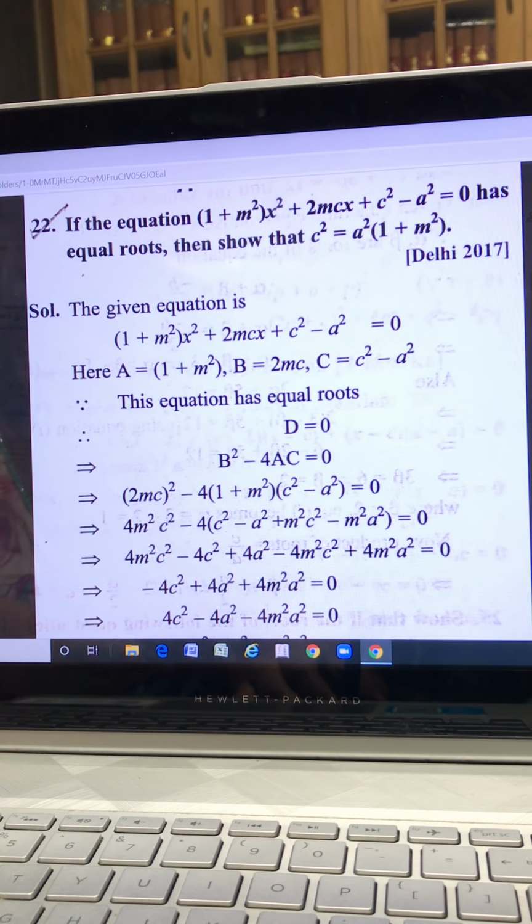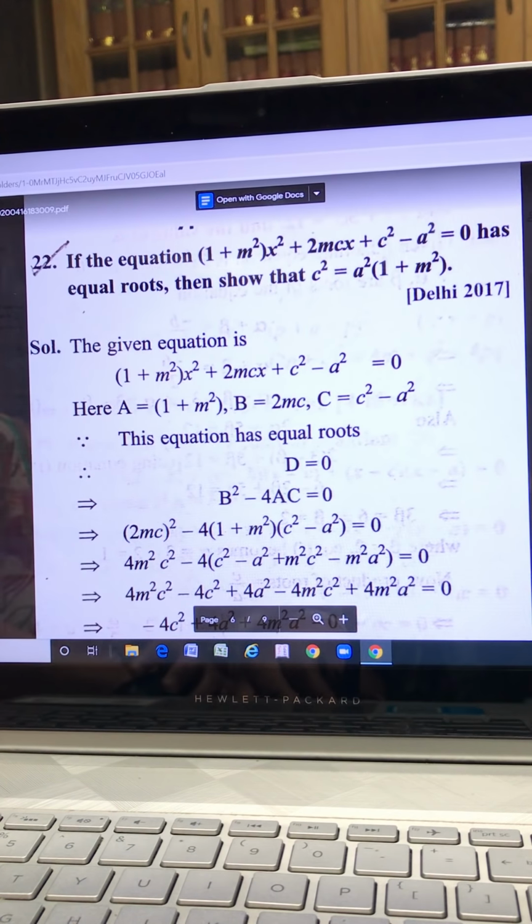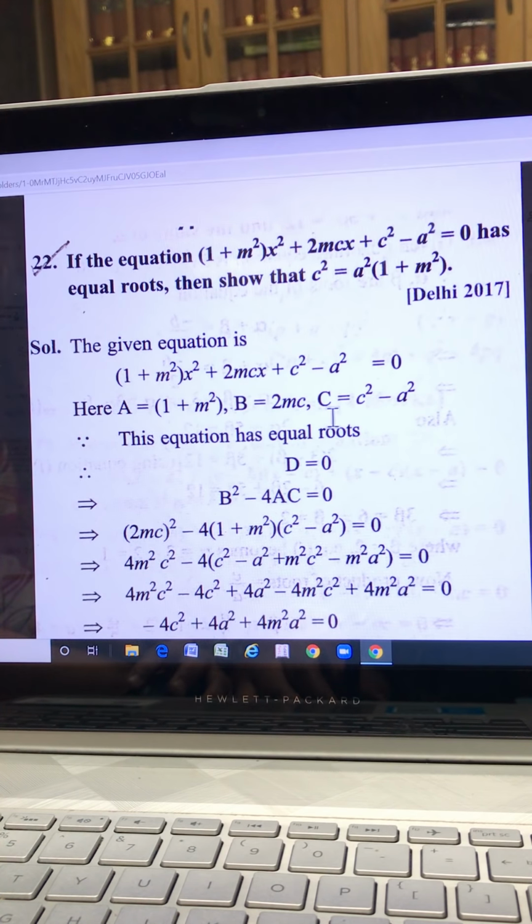If you see here, the coefficient of x square is 1 plus m square. The coefficient of x, that is b, is 2mc, and the constant, that is c, is c square minus a square. So you have the value of a, b and c.